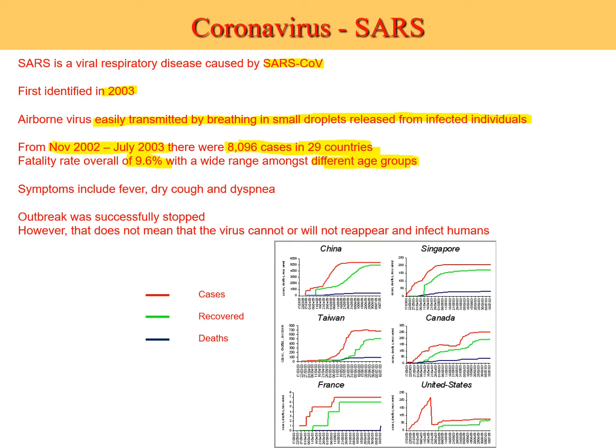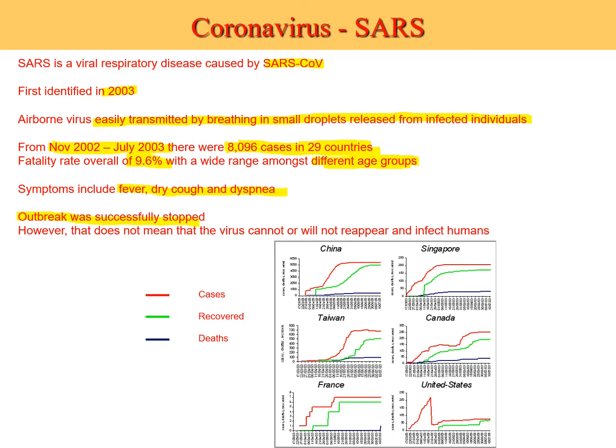Local authorities covered it up. Even the authorities at a higher level in the government covered it up at first. But it quickly became apparent when it started spreading outside of China. These kinds of viral diseases spread quickly because of modern air transport. Symptoms include fever, dry cough, dyspnea, but the outbreak was successfully stopped.